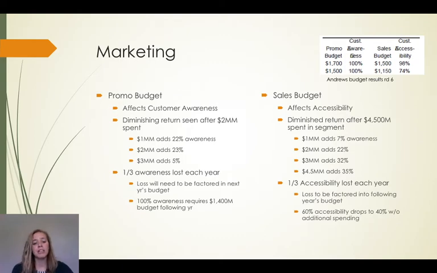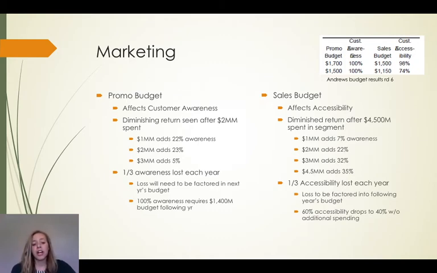For the promo budget, this affected the customer awareness, and diminished returns were seen after the $2 million were spent for this budget. So the first $1 million spent added 22% to the awareness. The second $1 million spent added an additional 23%, while $3 million spent only added an additional 5%. So depending on the amount of money that the company had to spend, it may have been wise to not add that additional third $1 million to that budget.